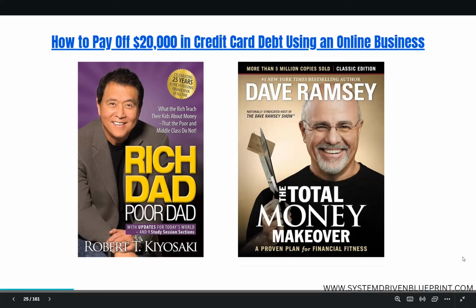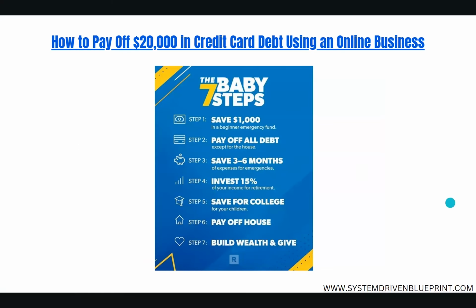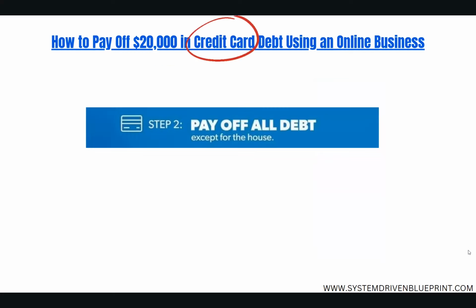Additionally, I'm going to be using Dave Ramsey's Total Money Makeover. Now, if you know Dave Ramsey, you know he has the 7 baby steps. Step 1 is save $1,000 in a beginner emergency fund. Step number 2, what we're going to focus on, is pay off all debt except for the house. So we're going to be focusing on how to pay off $20,000 in credit card debt using an online business, specifically this business that is paying out $300, $600, $900 every time we make a sale.